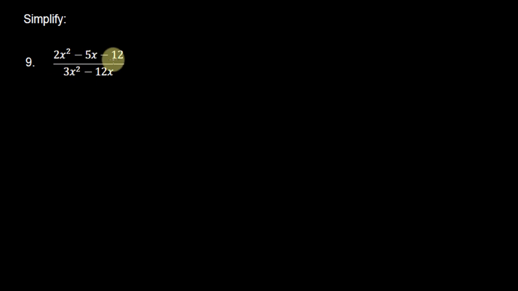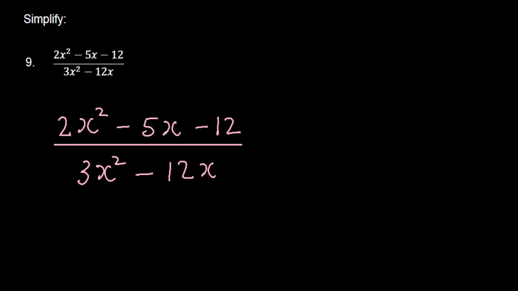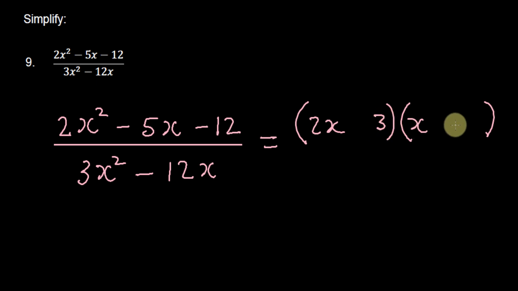Here, there's no common factor in the numerator. We can factorize the numerator. So 2x times x will give us 2x squared. And for 12, we can use the factors 3 and 4. If you struggle with this type of factorization, you should revise the tutorial on factorization. We need to get a middle term of negative 5. So we need a minus here and a plus here. Because positive 3x minus 8x will give us minus 5x.